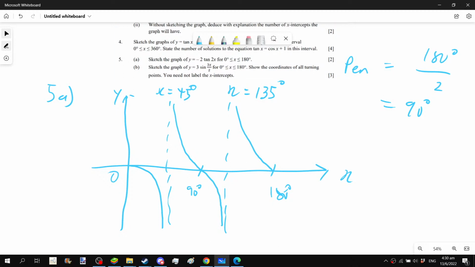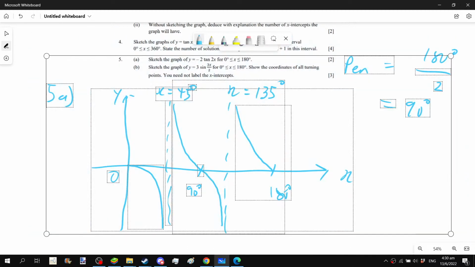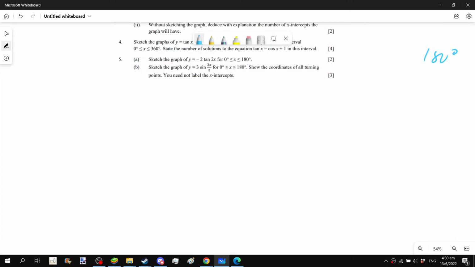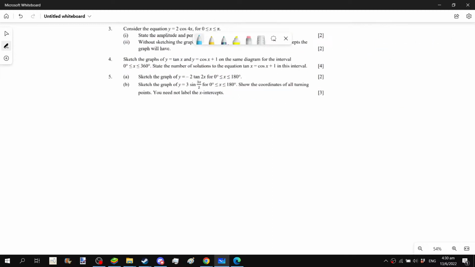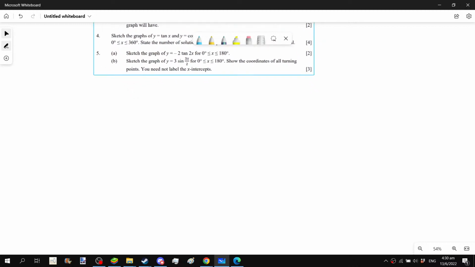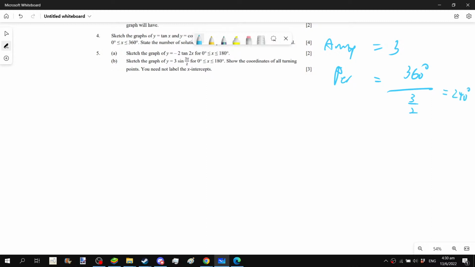Having said that, let's look at 5B, which is a little more exciting. 5B asks you to draw 3 sine 3x over 2 for the very unusual range of 0 to 180. So once again, let's analyze this graph. First of all, we know that the amplitude is going to be 3. We know that the period is going to be 360 degrees because it's sine, divided by the coefficient of x, which is 3 over 2. So that will actually be 240, right? And of course the range is 180 and the axis is 0.